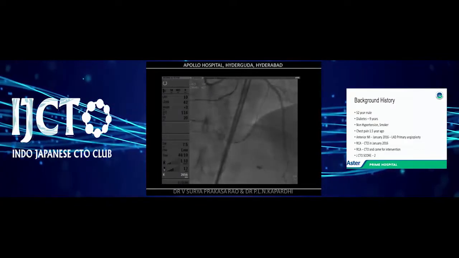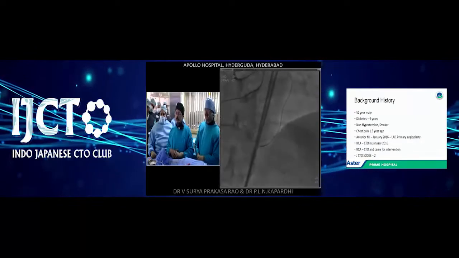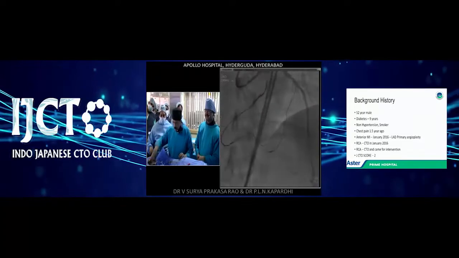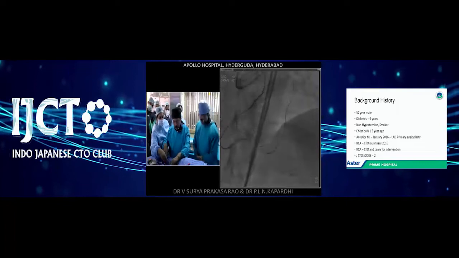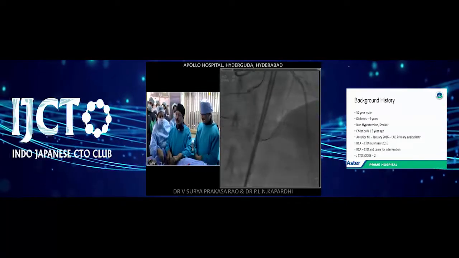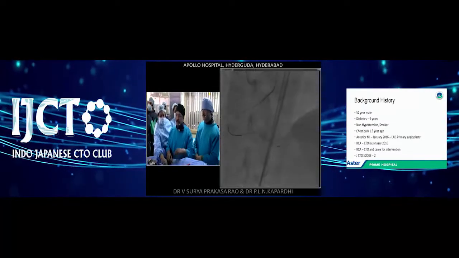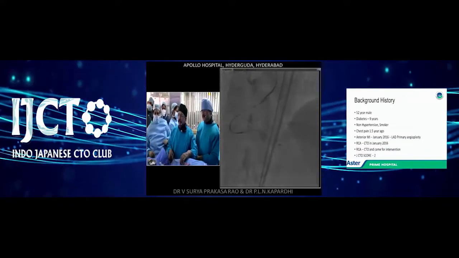I think this is a section of the collateral which probably has happened because of the retrograde wiring that you have done. That is what it is. And maybe your native antegrade wire is still inside the true lumen. What we have to do is, we can give an antegrade injection, because in the distal RCA, whether we are in the lumen, right?